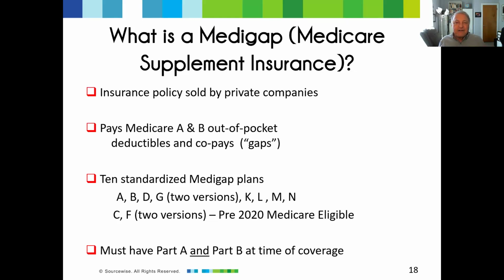They could have called them Roman numeral 1, Roman numeral 2, 3, something else. It's confusing, but don't let that confuse you. The plan letter names for the Medigap plans have nothing to do with the Medicare part names. They just have the same letter designations. However, you do have to have Medicare Part A and Part B. You have to be signed up for both in order to buy a Medigap plan.